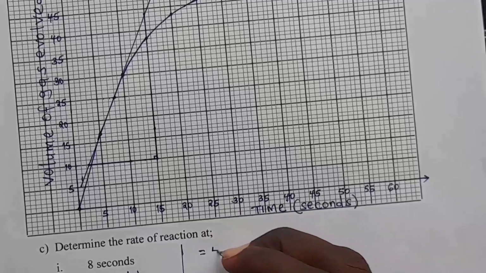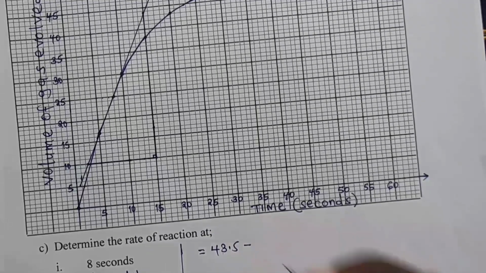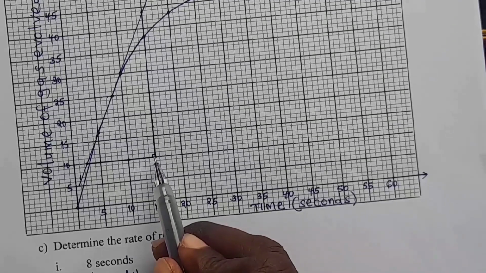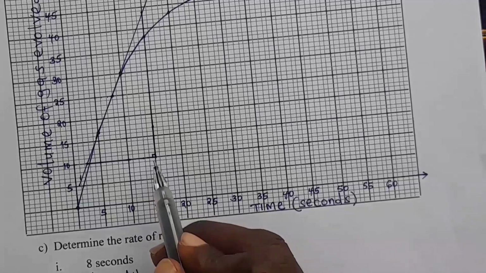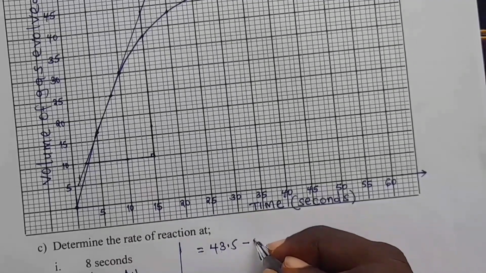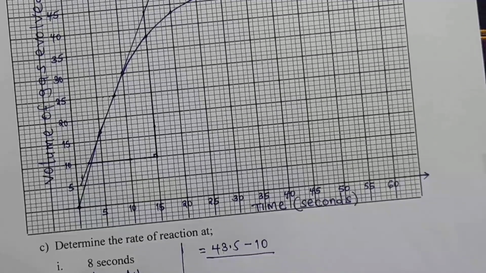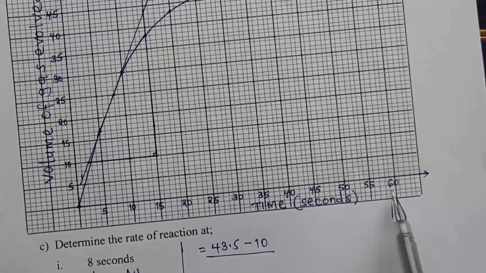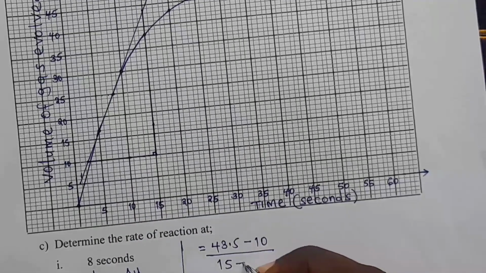So this will be equal to 43.5 minus y1. What will be y1? Y1 is here, because y is the y-axis, the volume of the gas evolved. So here we have 10. So minus 10, divided by x2. So x2 is here. You go with this, because this is the x-axis. It is 15 seconds. So we're going to have 15 minus.